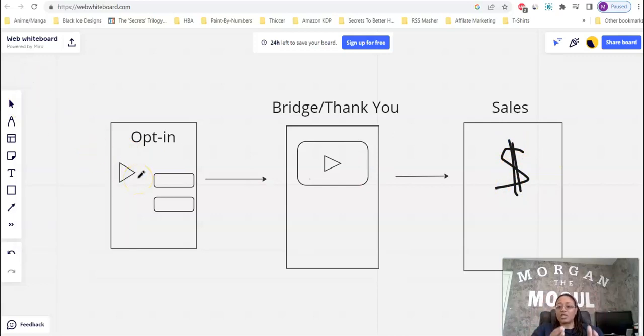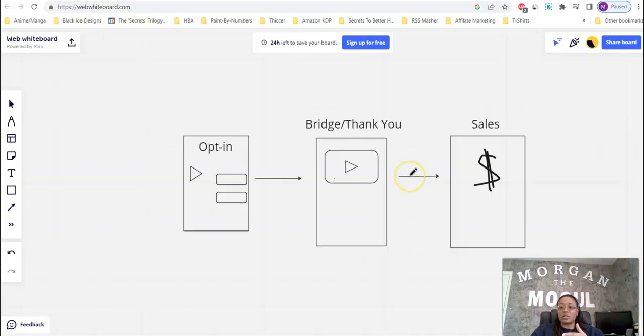So your traditional funnel, again, is your opt-in page, where you collect the person's name and email address, then the bridge page or thank you page that builds rapport, and then they go to the sales page. This is a traditional funnel. And after you collect their email from the opt-in, you're going to start sending them emails, because they're now on your email list.